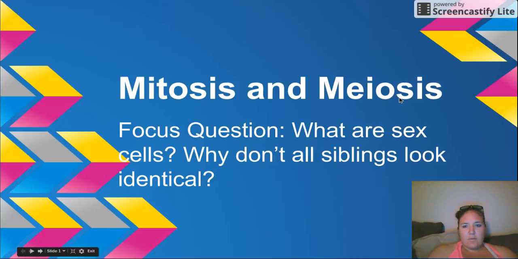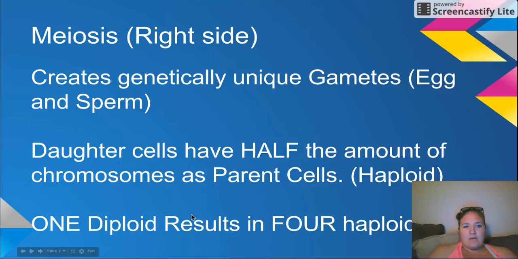Okay, so today we're going to talk about mitosis and meiosis, but mostly we're going to be focusing on this idea, meiosis. And our focus question is, what are sex cells and why don't all siblings look identical? So, meiosis creates these genetically unique gametes, which are called the egg and the sperm.